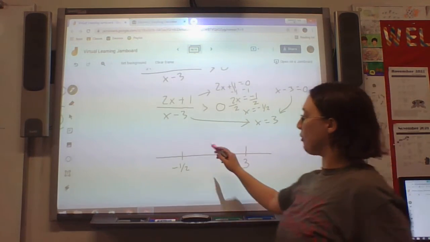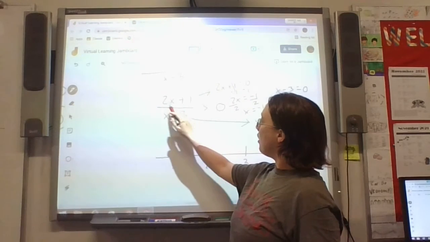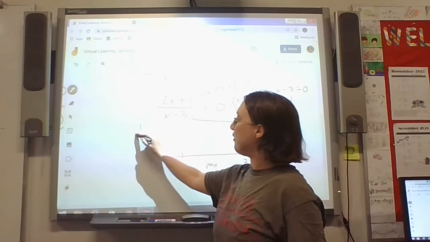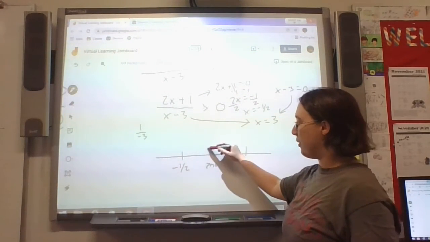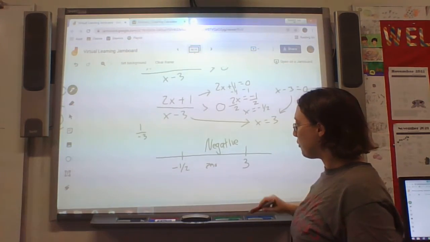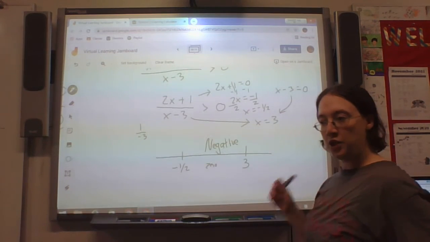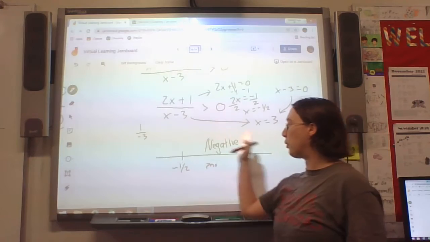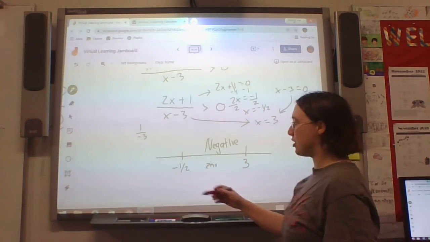So if we plug in 0, that's right between here. So we're plugging in 0. 0 times 2 is 0, plus 1 is 1. 0 minus 3 is negative 3. That's negative, so I'm just going to jot down that part of our graph is negative. Now, if you happen to remember that as long as we don't have anything going on with double roots, if we have negative here, these are both going to be positive, that's fine. If you went ahead and plugged some things in to double check, that's fine.